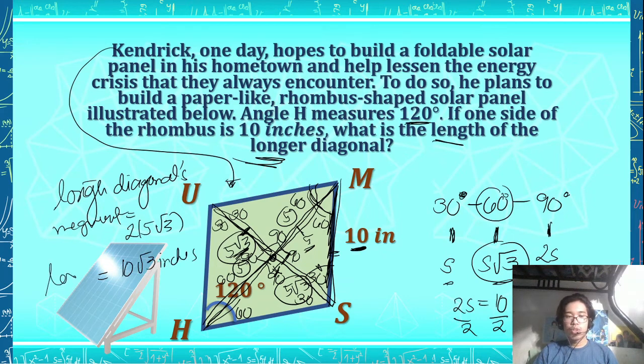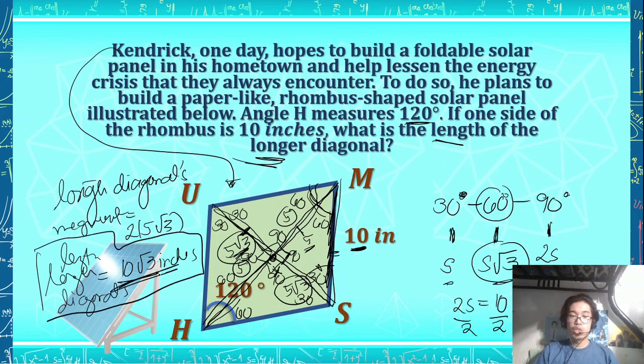So what's the length of the longer diagonal? That's going to be 10 square root of 3 inches, and therefore we have solved this problem.